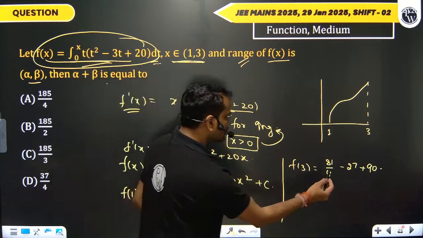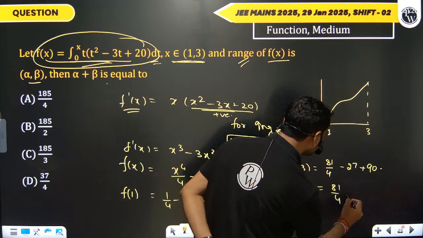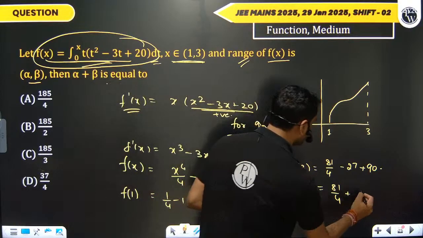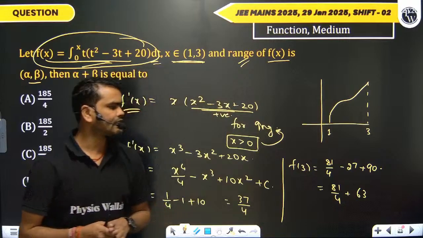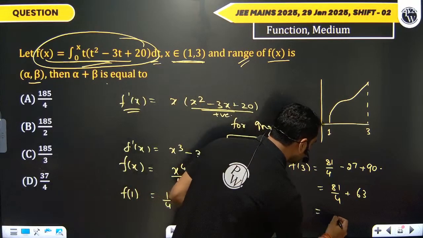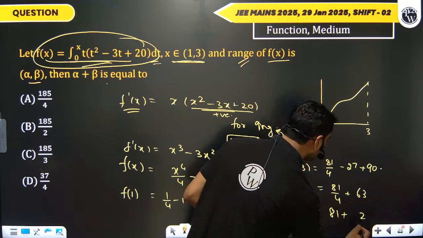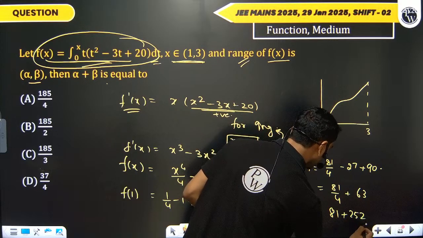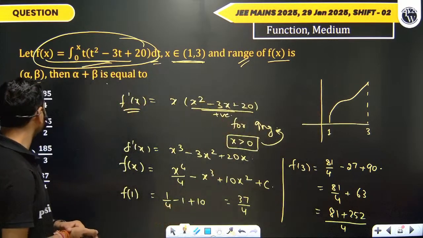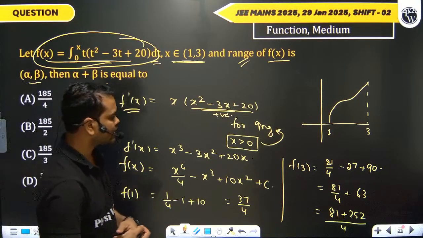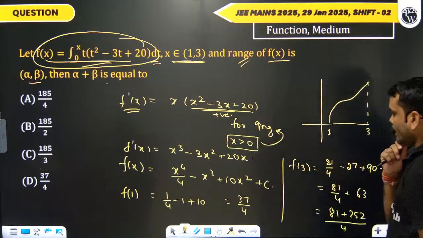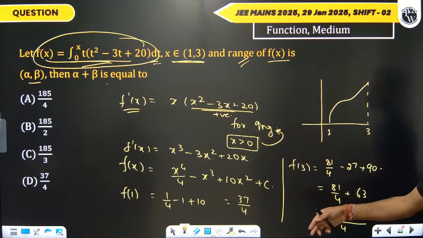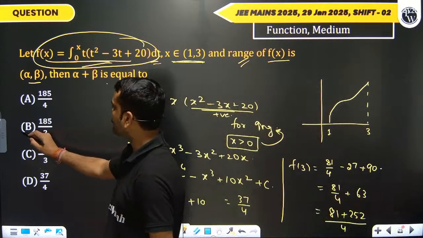Okay, so now this is 81 by 4 plus 90 minus 27, 90 minus 27, it is 63, right? Is it fine? 63. Now we can simplify it, it is going to come 81 plus 252 divided by 4. Now a plus b you can calculate easily, right? Alpha plus beta you can find, and I think the answer is going to become 185 by 2.